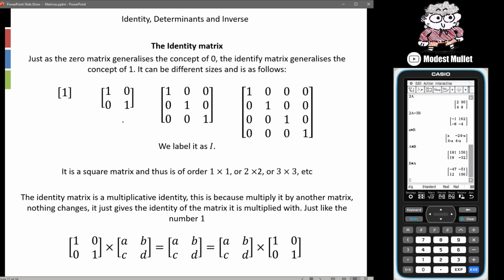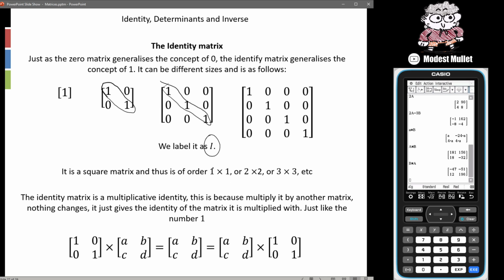The identity matrix is any matrix where everything apart from what I'll call the main diagonal is 0. The identity matrix is given the capital letter I for its name. It doesn't matter how big it is, it could be a 2x2, a 3x3, a 4x4. It just needs to be a square matrix where the main diagonal is all 1s and everything else is 0.